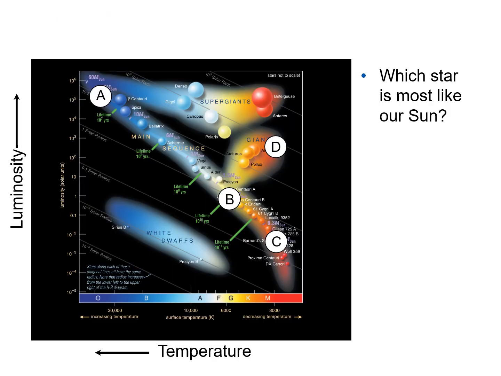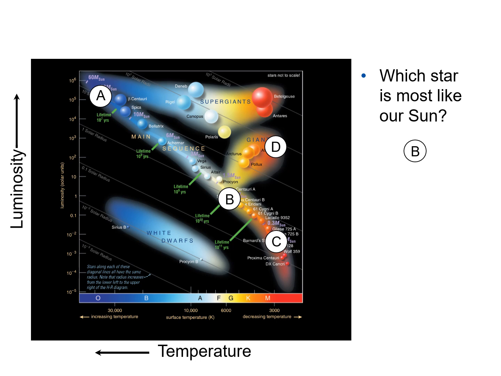Let's do a quick review, some questions. Of these stars on the Hertzsprung-Russell diagram, which star is most like our sun? And so we can see B. I've actually put circle B right next to the sun, right over the sun.